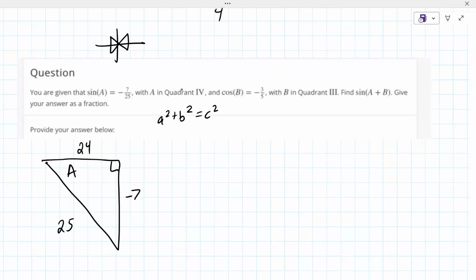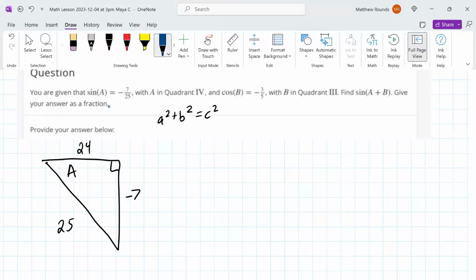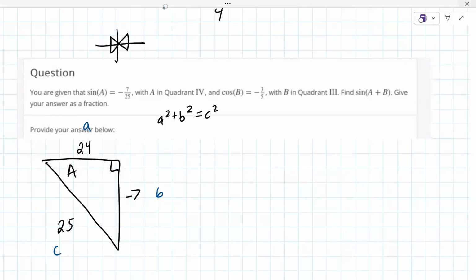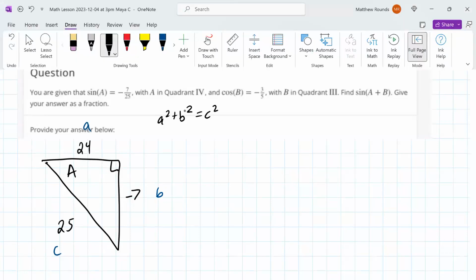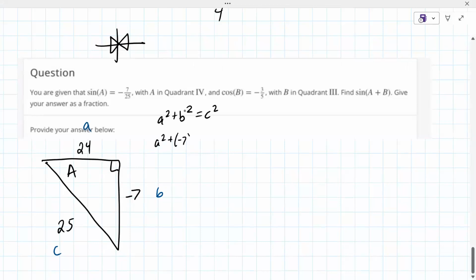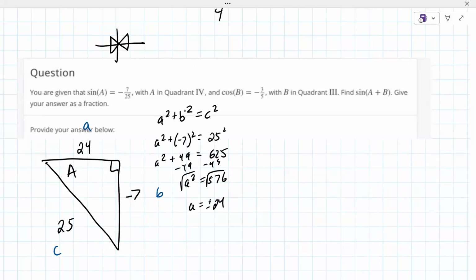Yeah, could you? Sure. So we're gonna label the sides here. A and B are always the legs, C is always the hypotenuse. So in this problem, we're saying A squared plus negative 7 squared in parentheses equals 25 squared. A squared plus 49 equals 625. When you subtract, you get 576. And then we take the square root of both sides, you get plus or minus 24. Since you're going to the right, we know it's positive.